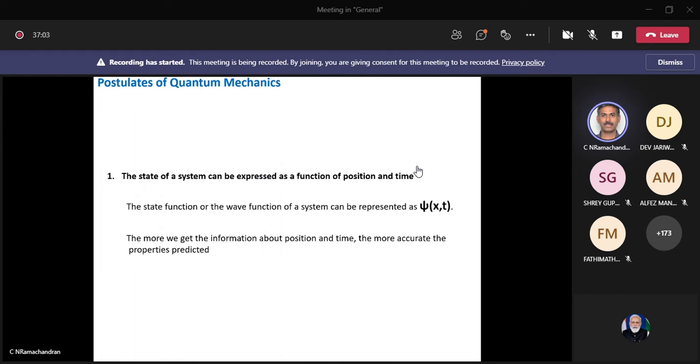I didn't even talk about the electron. Electron is an example that you can apply here. For me, the system is any system. I have not even come to the electron yet. But whatever you are telling is correct. We will come back to that soon.